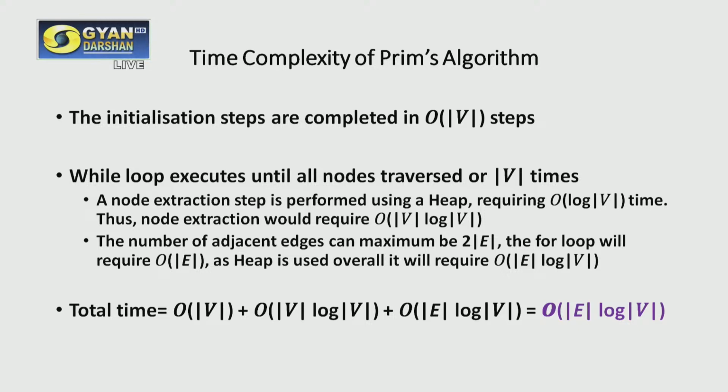Similarly, the number of adjacent edges can be at most 2|E|. The for loop will require order of E, and as a heap is used, overall it will require order of E into log |V| time complexity. So the total time complexity will be the sum of all these, because in time complexity we consider the higher order of the polynomial. So finally the time complexity will be order of |E| log V. This is how we can analyze this algorithm.